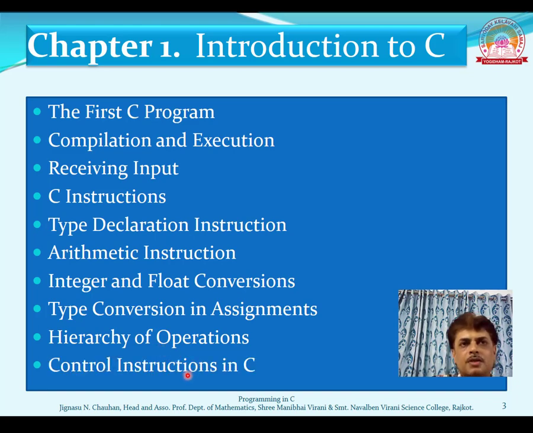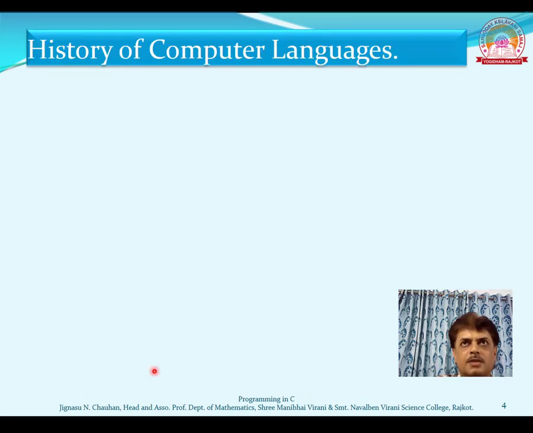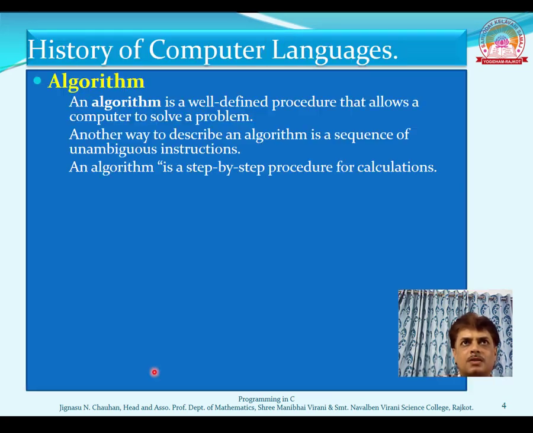We will also understand the control instructions in C language, the various control instructions available in the C language. First of all, let us start with understanding what we mean by an algorithm. By definition, an algorithm is a well-defined procedure that allows a computer to solve a problem.